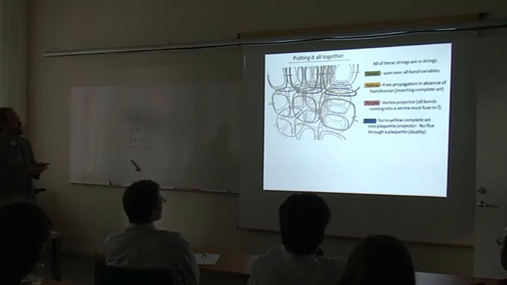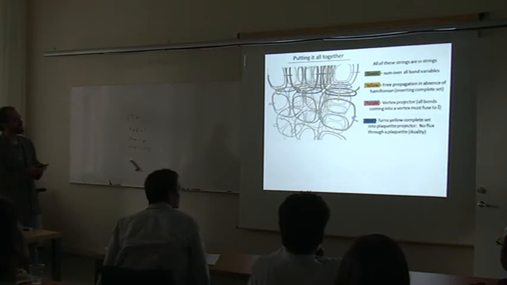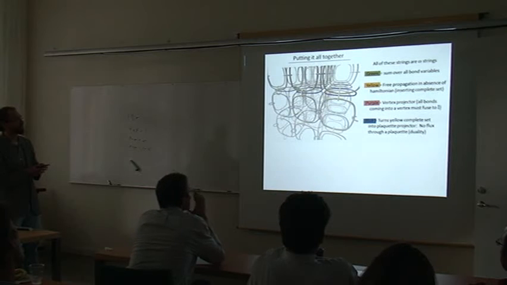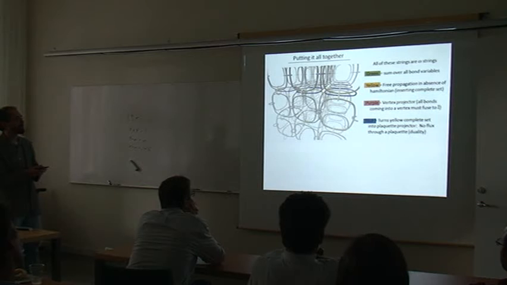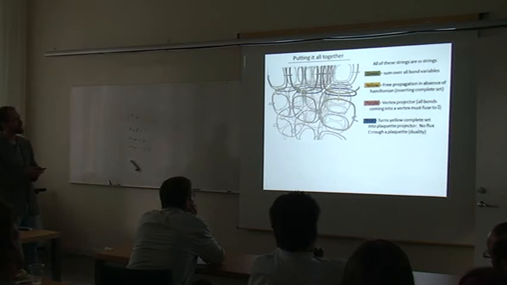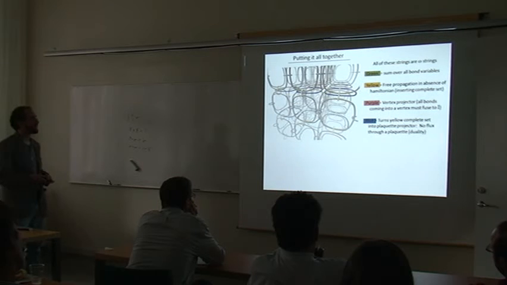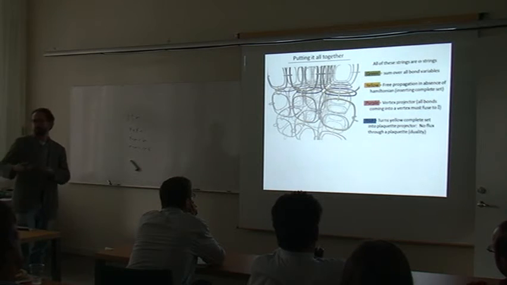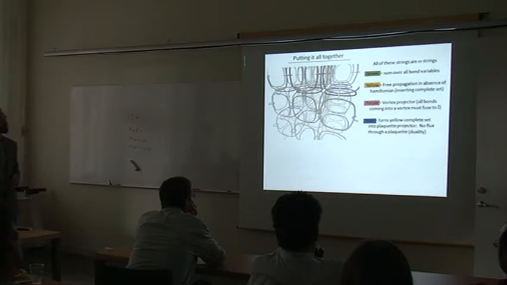The loops, they're all omega loops, but I've colored them differently because they have different purposes. The green loop was a sum over all bond variables. The yellow loops was free propagation in the absence of a Hamiltonian, just insertion of a complete set. The purple loops was a vertex projector, so all bonds coming into a vertex fused to the identity. And the blue loops turned the complete set, these yellow loops, into a plaquette projector. And you can sort of think of that as no flux going through a plaquette as compared to no quantum number allowed in the vertex.